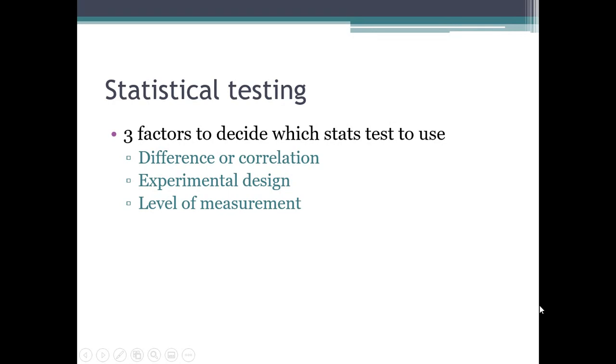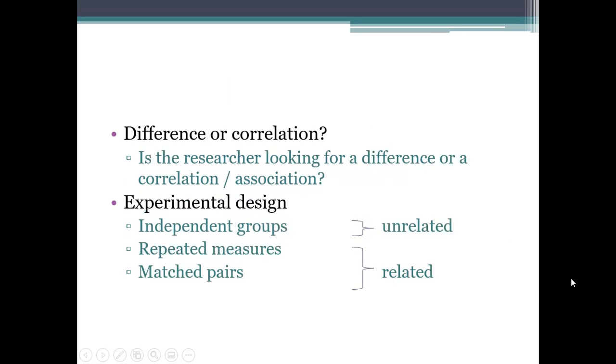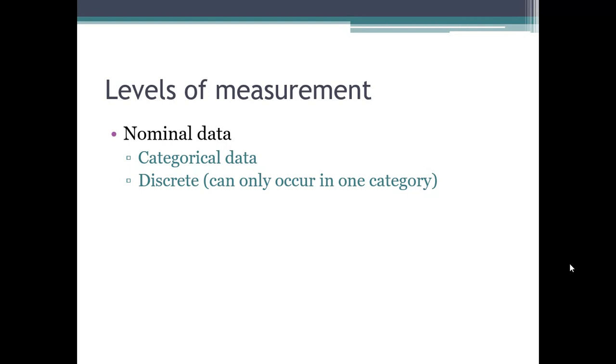So remember, when you're choosing a stats test, you need to know whether you look for a difference or correlation, what design you're using, and what level of measurement you are using. So your design: independent groups is an unrelated design, and repeated measures or matched pairs counts as related. Your level of measurement is nominal, ordinal, or interval.